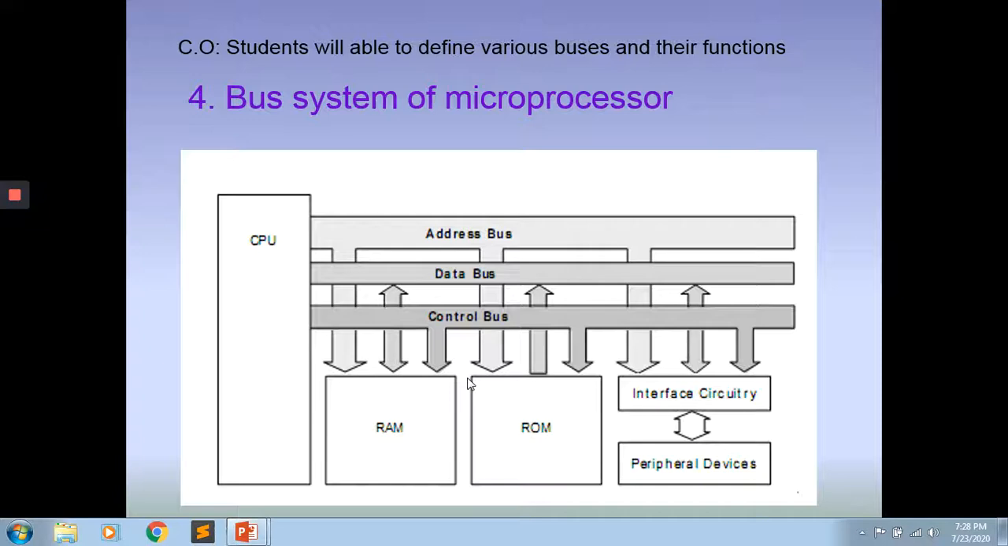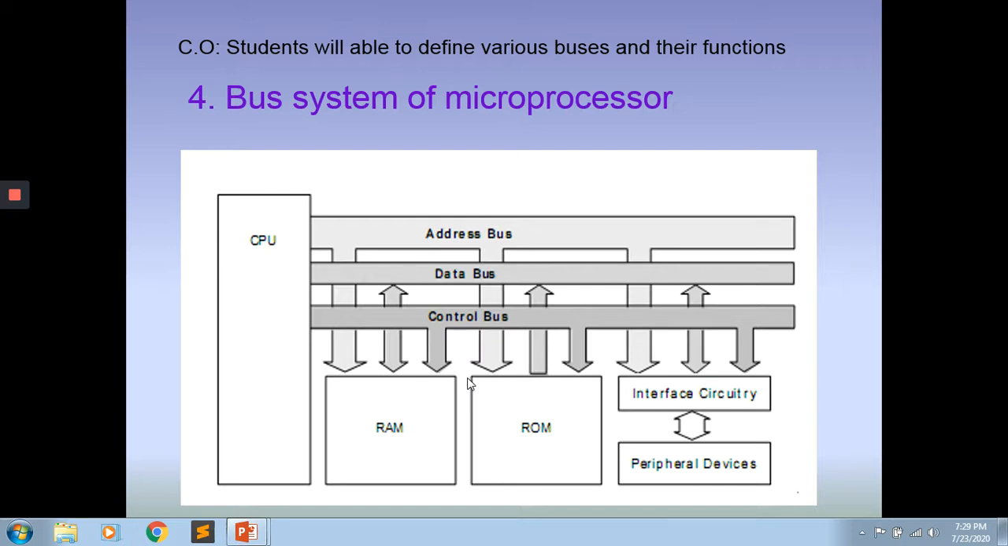Bus system of microprocessor. This topic will give the course outcome: the student will be able to define various buses and their functions. In a microprocessor, there are three types of buses being used. As the name suggests, buses, and in general life, we know that buses are useful for transportation. Similar functions buses also have in a microprocessor.